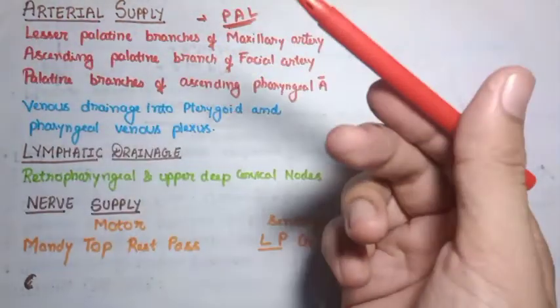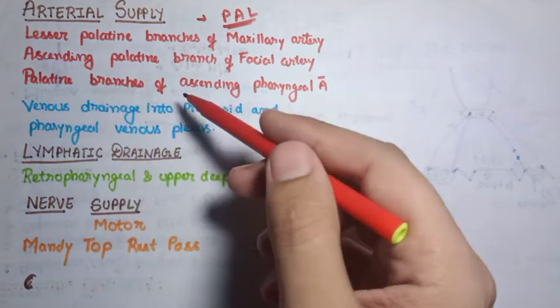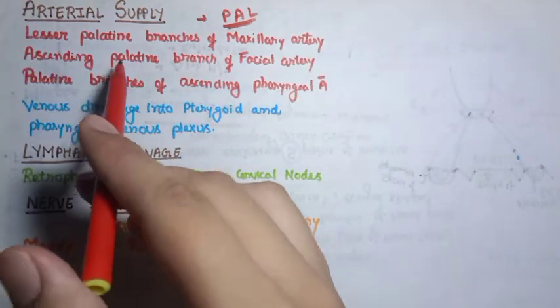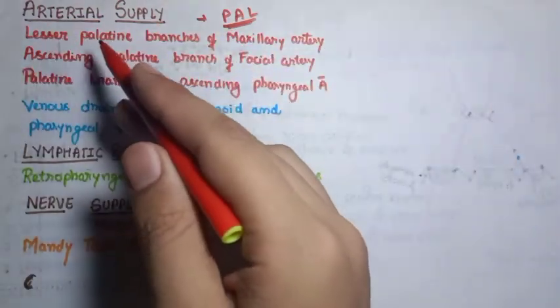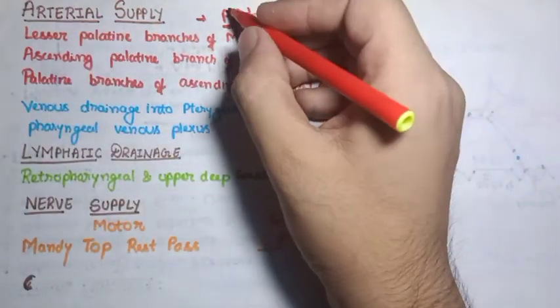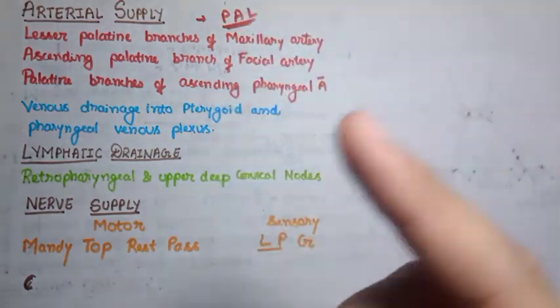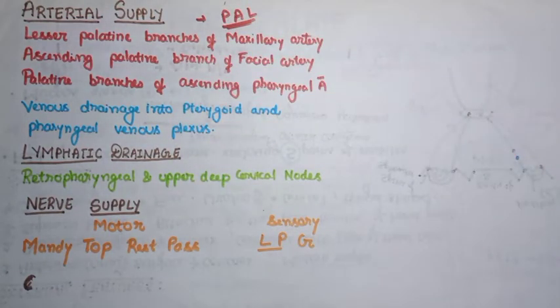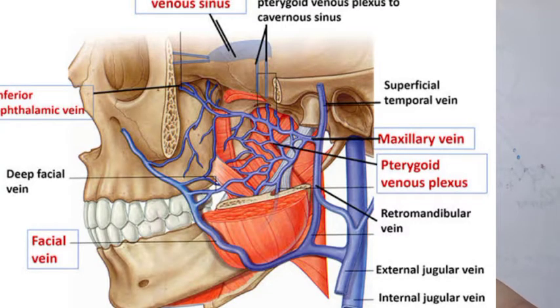So the arterial supply is from the palatine branches of the ascending pharyngeal, which is a branch of external carotid. Then we have the ascending palatine branch of facial and the lesser palatine branches of the maxillary. Remember by PAL, the first 3 letters of palate, or just the reverse order, LAP. Now venous drainage is into the pterygoid and the pharyngeal venous plexus. So in this diagram you can see the pterygoid venous plexus, which is a very important point of discussion, which we will discuss in a separate video.